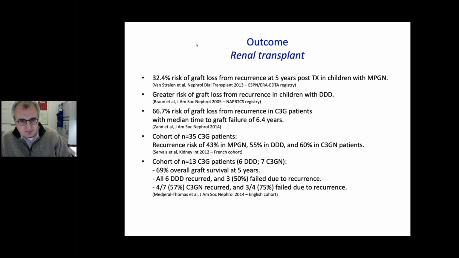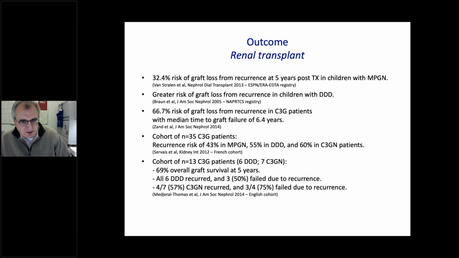outcome. Again, very briefly, there's, as you probably know, a high risk for disease recurrence after transplantation. Reports, in part including children, vary in terms of percentages, between 1/3 and 2/3 of patients. Interestingly, in this French cohort with 35 C3G patients, there was some sort of a staged risk with the highest recurrence risk in patients with C3GN over dense deposit disease over MPGN.